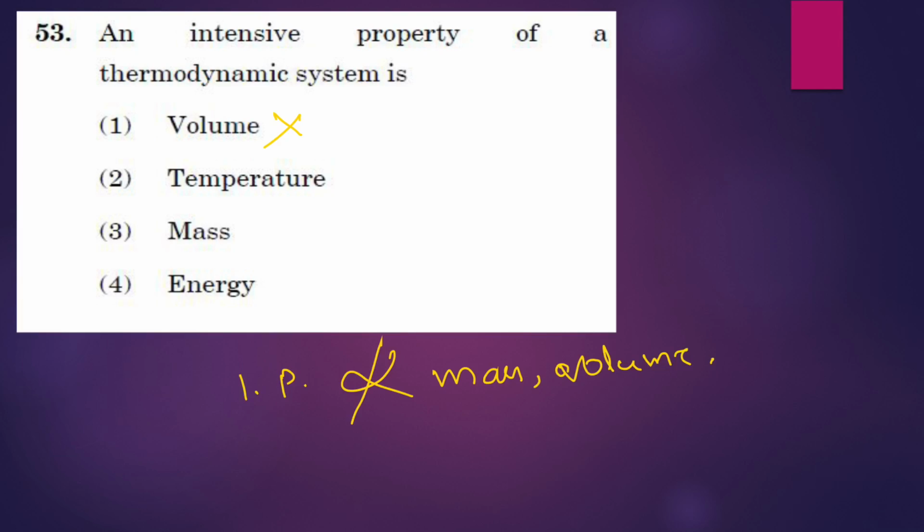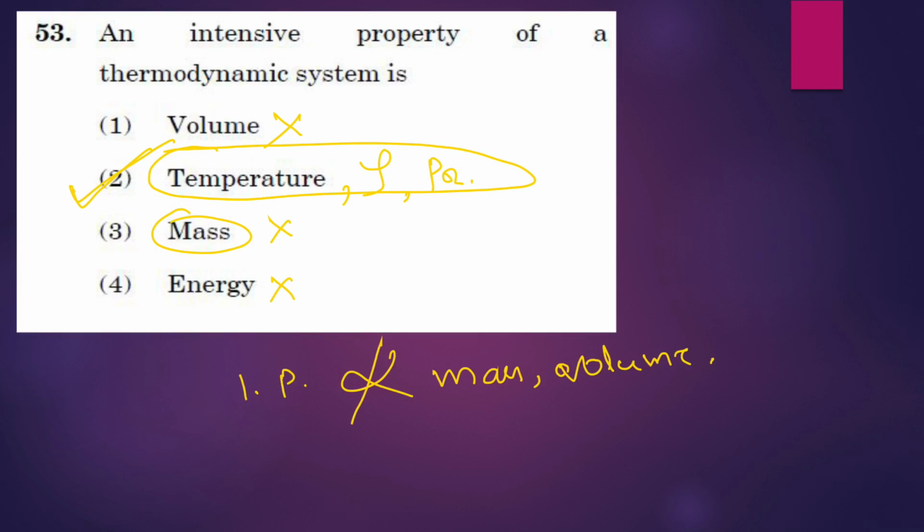Mass is also dependent, this is also not possible. Energy also depends on mass and volume. So our answer is 2, temperature. At any mass you take, you will get the same temperature. Density is also independent. Pressure is also independent. So these three are very important. You remember these three: temperature, density and pressure. These are intensive properties of a thermodynamic system.